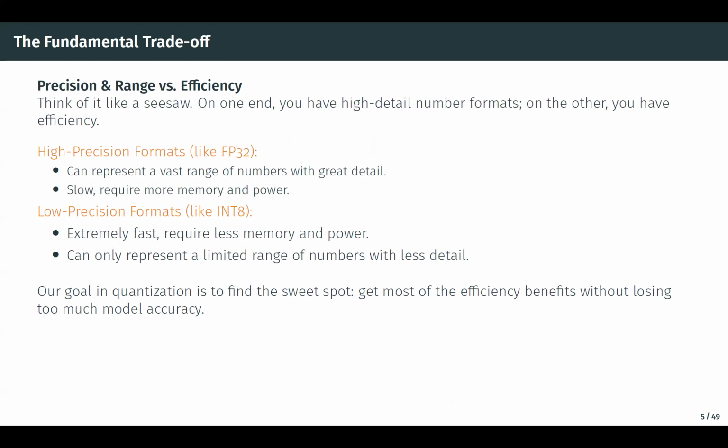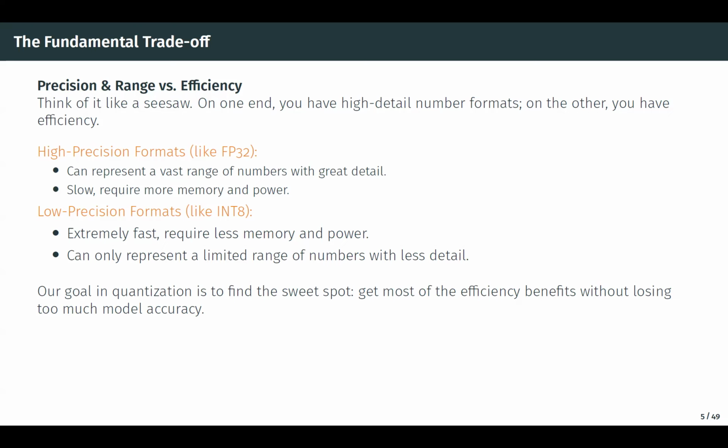One: precision and range, and how they affect efficiency. As we said, the floating point 32 is a very precise number because it can represent a large range of numbers with great detail. Of course, it's slow.